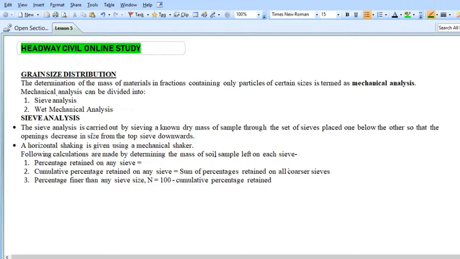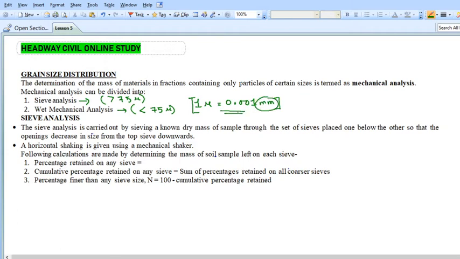Sieve analysis is generally done for coarse grained soil having particle size greater than 75 micron. And wet analysis is generally done for fine grained soil having size of particle lesser than 75 micron. Remember, 1 micron is equivalent to 0.001 mm. The values you always need to represent in terms of mm while plotting the curve. So this relationship is required, right?